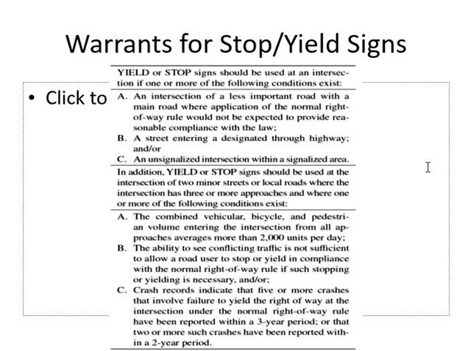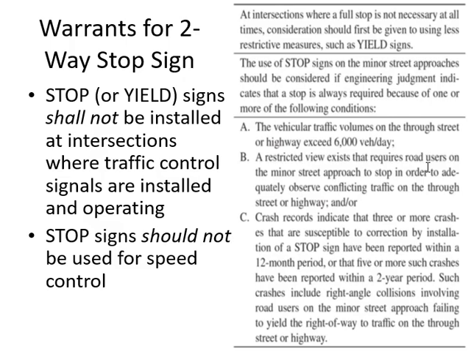Okay, so coming back to warrants. What are warrants? There is a warrant for a stop sign, there is a warrant for a two-way stop sign. What do we mean by warrant? Conditions. Conditions when a particular control device becomes necessary. So we mentioned some conditions, and some of the conditions are repeated. Two actually are repeated.